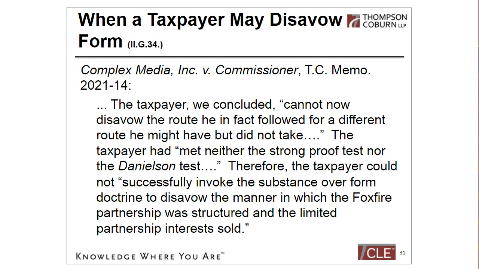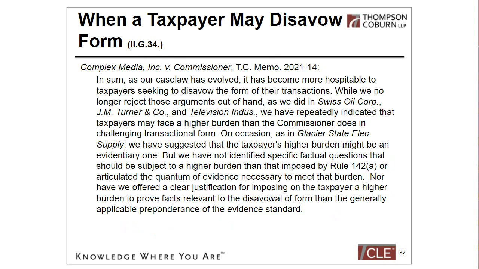Now this slide 31 relates back to slide 30. In that prior case, the taxpayer hadn't met the strong proof requirement. So slide 32 is our summary here, which says that a taxpayer can argue form over substance, but they have a higher burden. They didn't say exactly what that higher burden is, but it's more than just preponderance of the evidence.